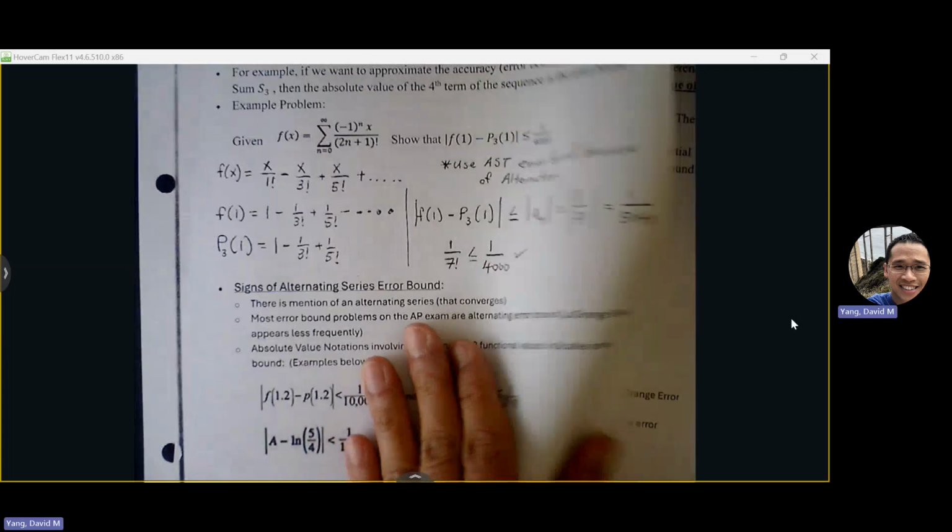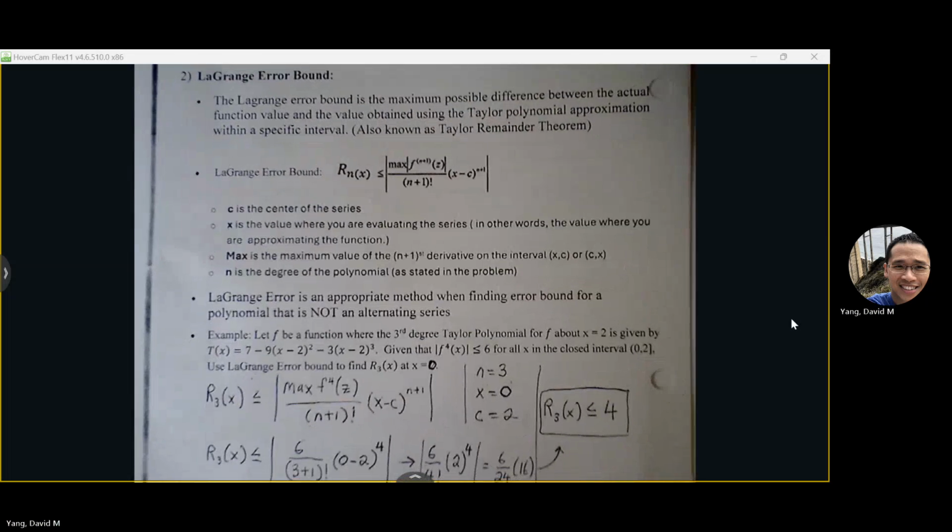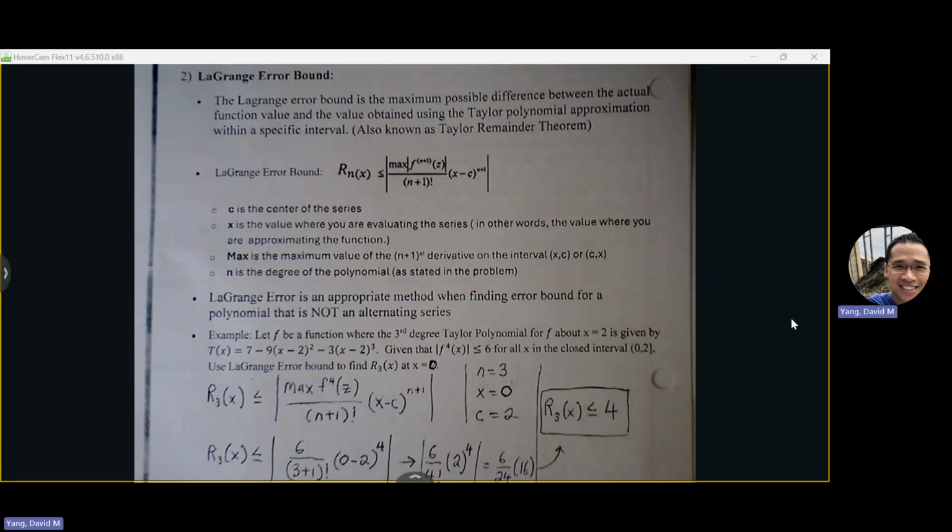Okay, next page. Lagrange error bound. Lagrange error bound is the maximum possible difference between the actual function value and the value obtained using the Taylor polynomial approximation within a specific interval, also known as the Taylor remainder theorem.